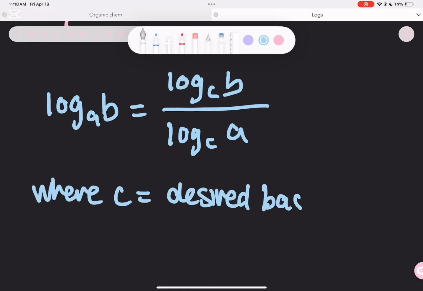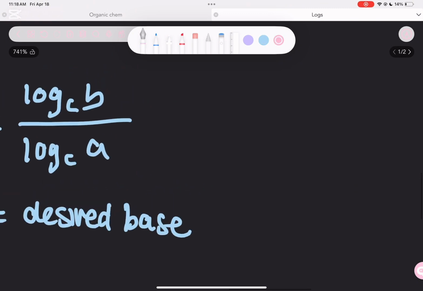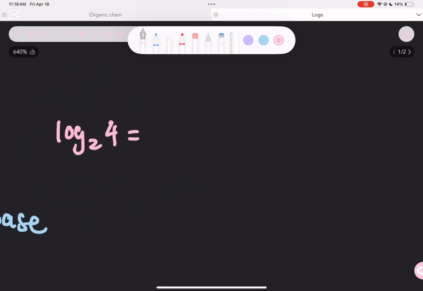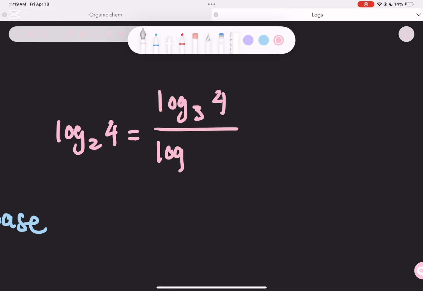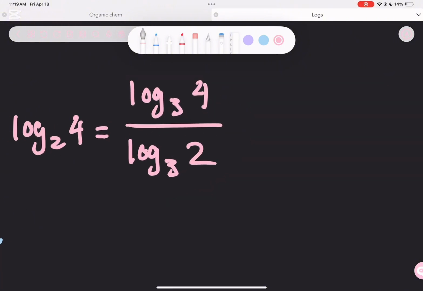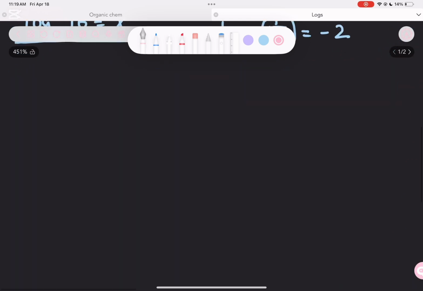Okay, so for example, you have log 2 4, and say you really don't like that 2. You want to change that 2 to something else, to 3, for example. So you would write log 3 4 over log 3 2. And now you can have your expression in terms of log 3 instead of log 2. Okay, so why don't we try some questions applying these rules?